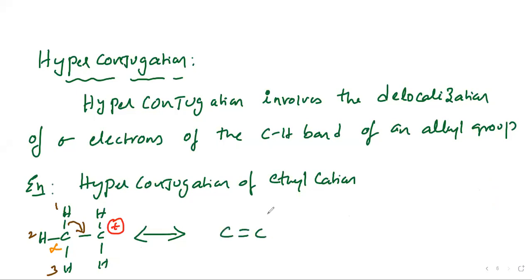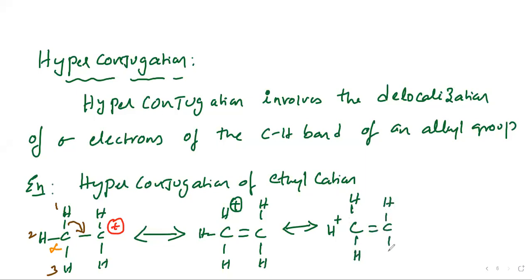Carbon, double bond, H, H and H. Hydrogen with positive charge here. Understood? Next, now this bond is going to get shifted. The second CH bond is going to get shifted. And hydrogen with positive charge, you are going to get H, double bond C, H, H.